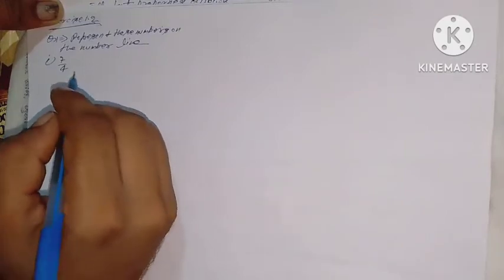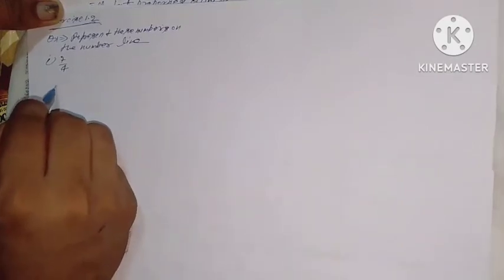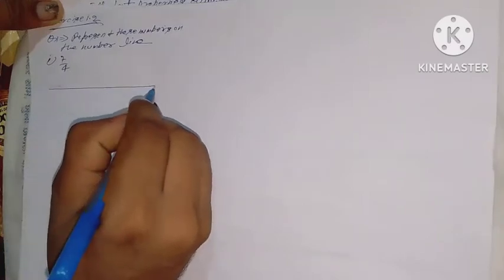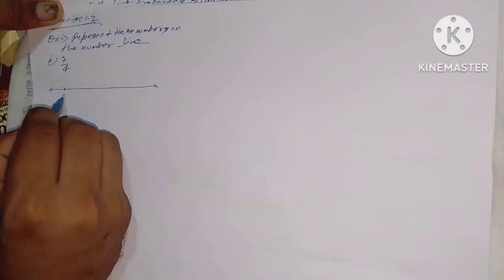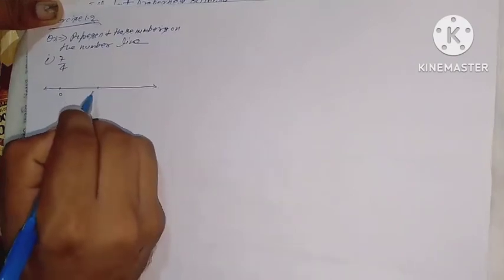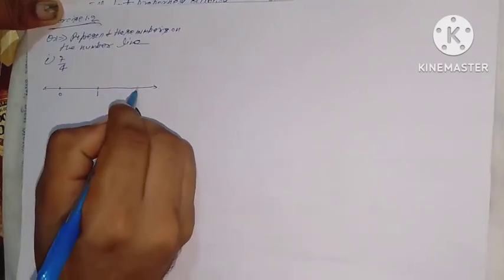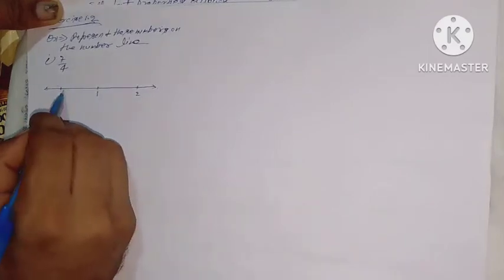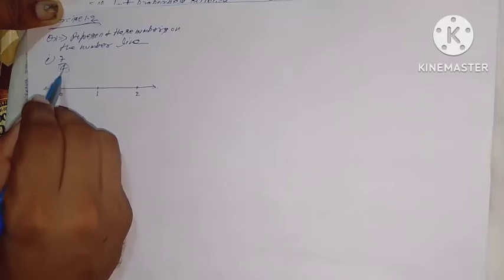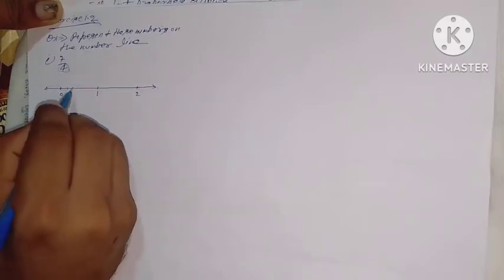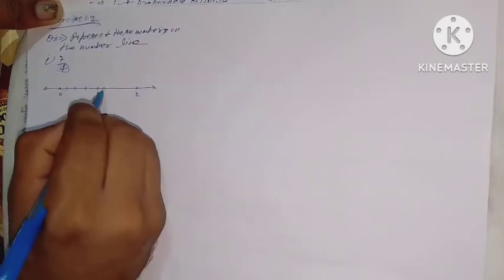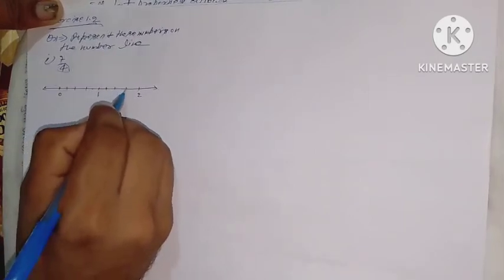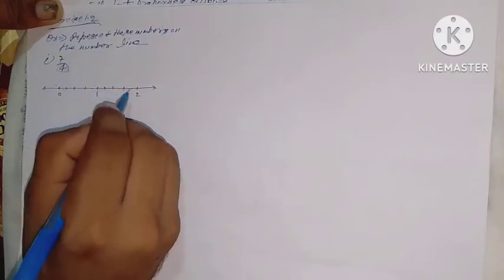Initially, we will draw a number line. This is the number line, starting from 0, then 1 and 2. This part is divided into 4 parts because the denominator is 4. Then 1 part, 2 parts, 3 parts and 4 parts.